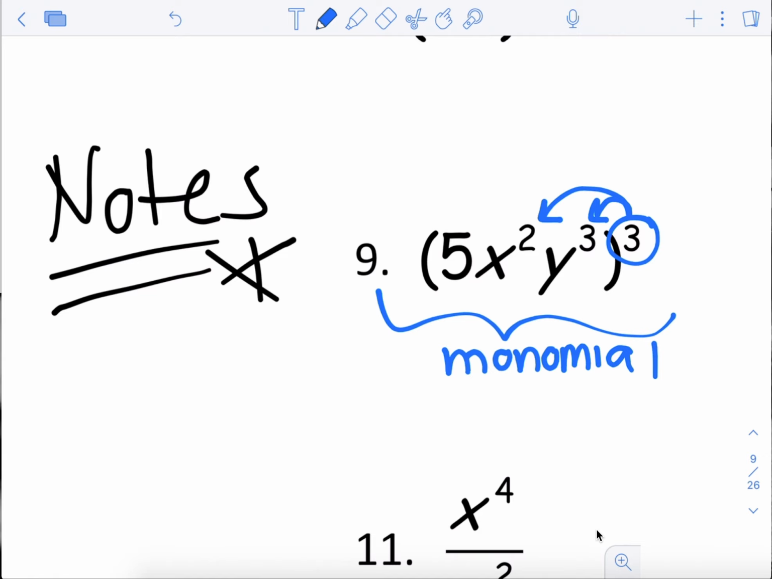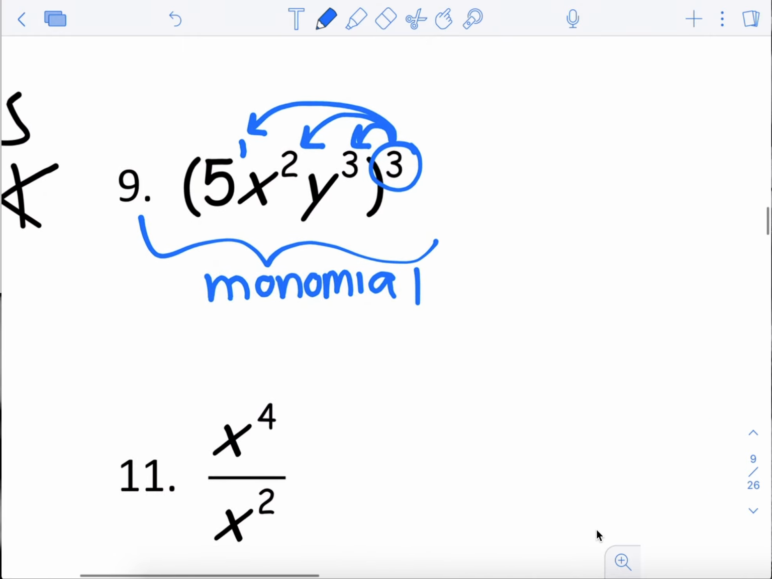Now, the y is a base. He has an exponent of 3. The x is a base. He has an exponent of 2. But don't forget the 5. The 5 is a base, and even though he doesn't have an exponent written, it's a 1. So this 3 has to come multiply with him also. Let's look at what that would give us.